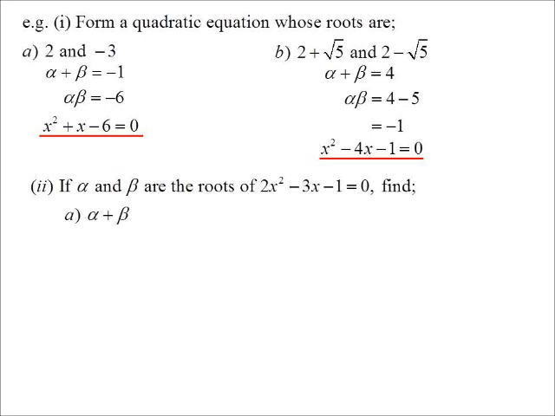Alpha and beta are the roots of this particular equation. Now, it's not asking us to find the roots. They usually like to ask the standard one. So, okay, then what would the sum of the roots be? Well, that's minus b on a, so in this case it's 3 on 2. What would the product of the roots be? Oh, c on a, so that's minus a half. But then they like to play with the algebra.